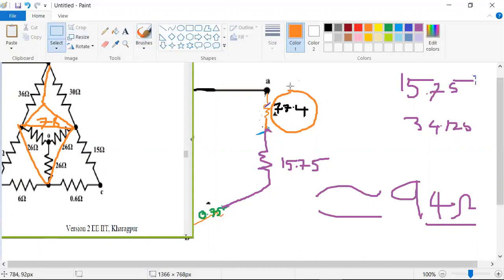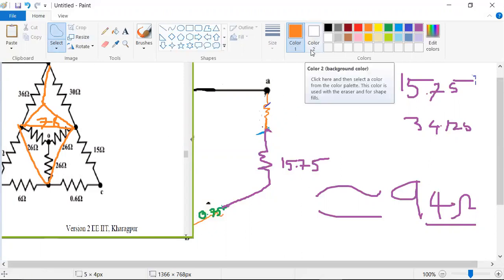So I'm going to remove this. The value will be 9. There are some mathematical errors. Please try to rectify them from your side. But the procedure is the same. From my end, the procedure is the same. You can use any delta to star or star to delta conversion. The procedure is the same, but any mathematical calculations may have mathematical errors. That is not a big mistake, so try to figure out that mistake from your end.